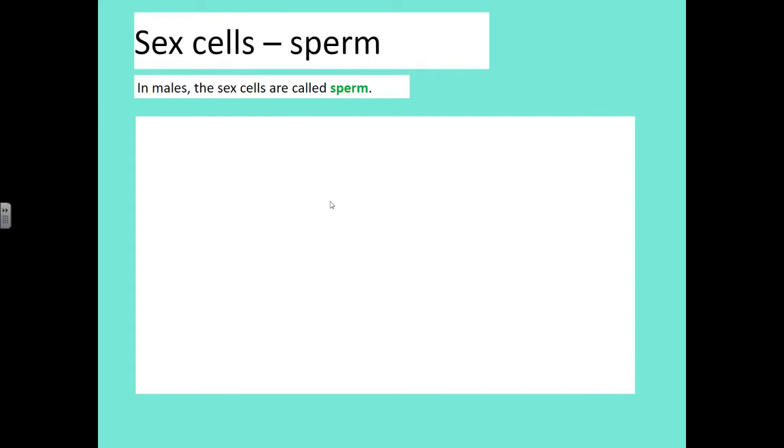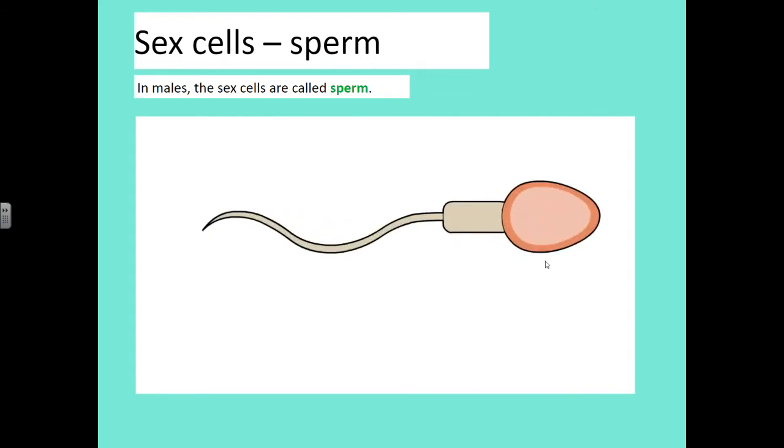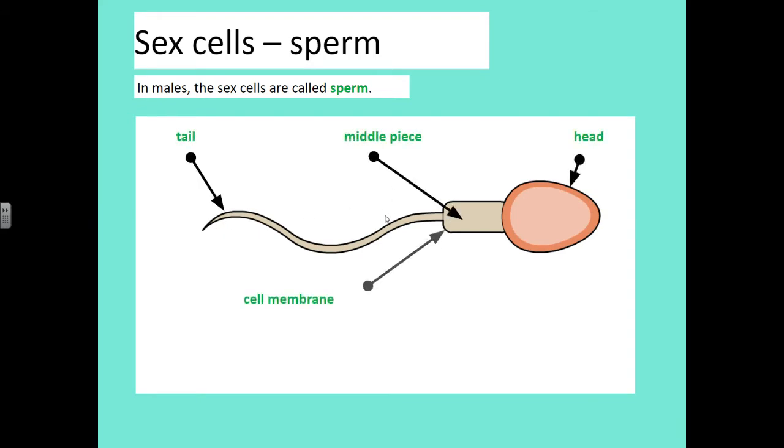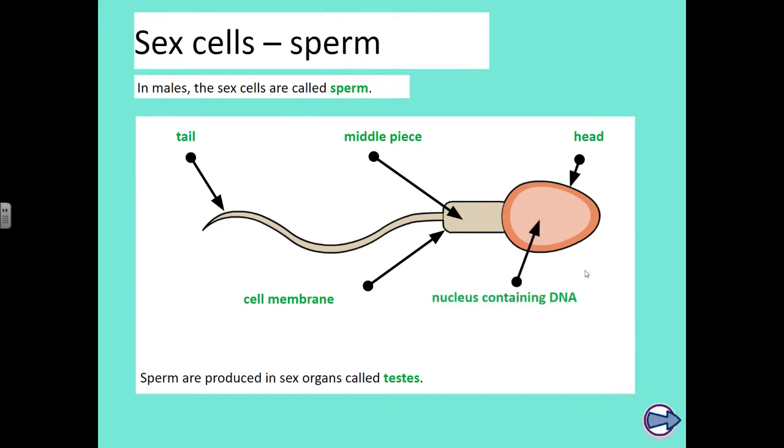So in males, the sex cell is the sperm. We've talked at National 5 about specialization. So it's got this streamlined head, it's got the intermediate section here that's full of mitochondria, and it's got a tail to allow it to move. Middle piece, very sciencey. And obviously, because it's a cell, it'll have a cell membrane. The nucleus would be contained within the head.